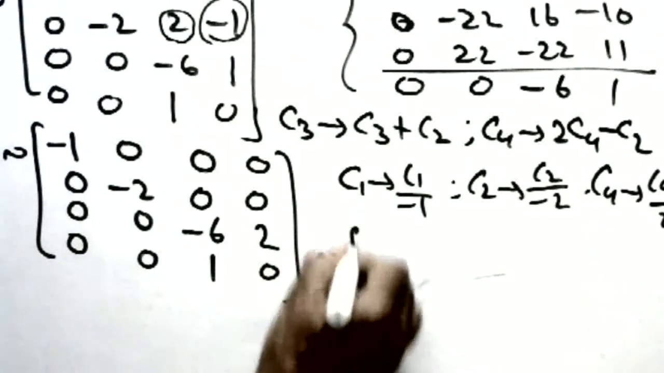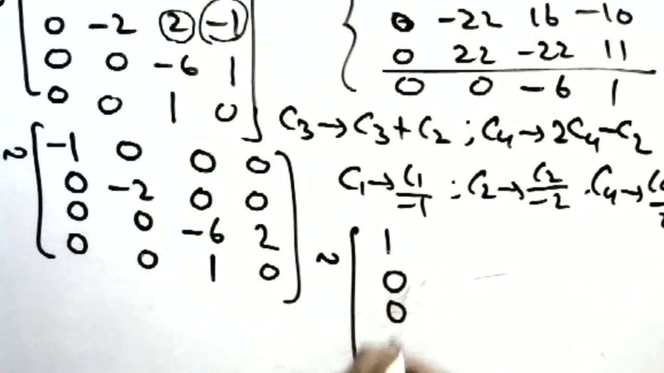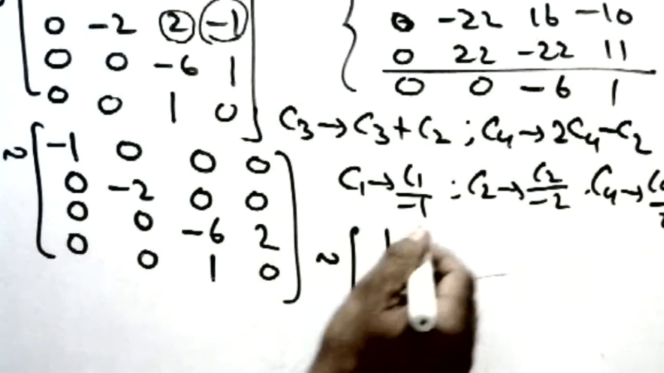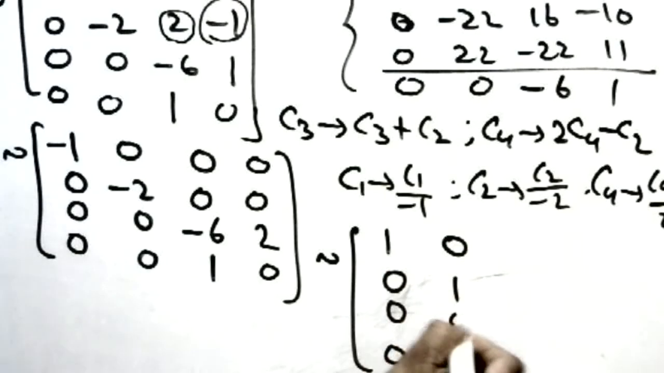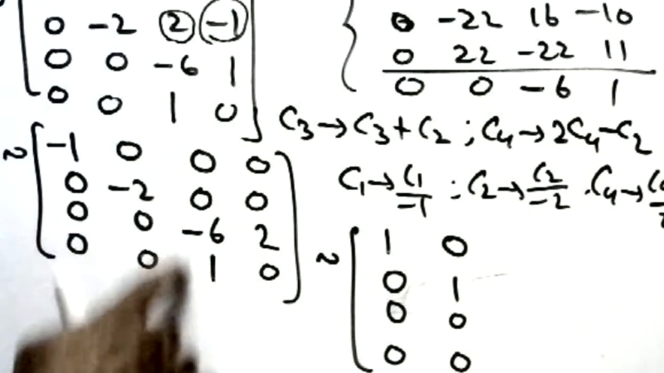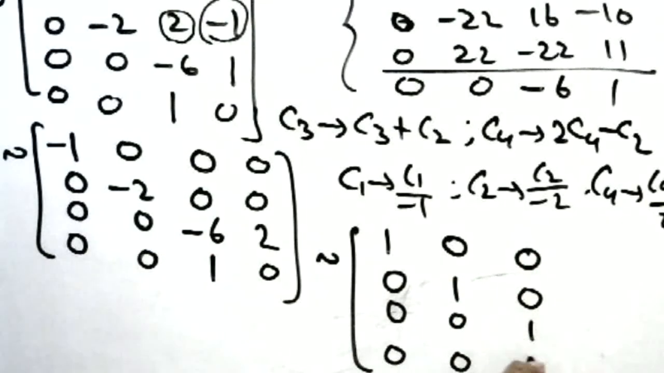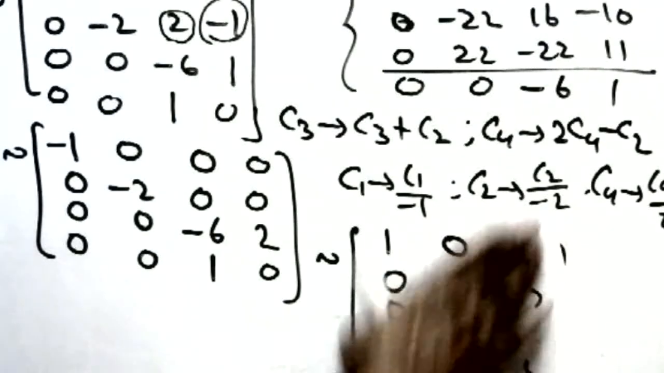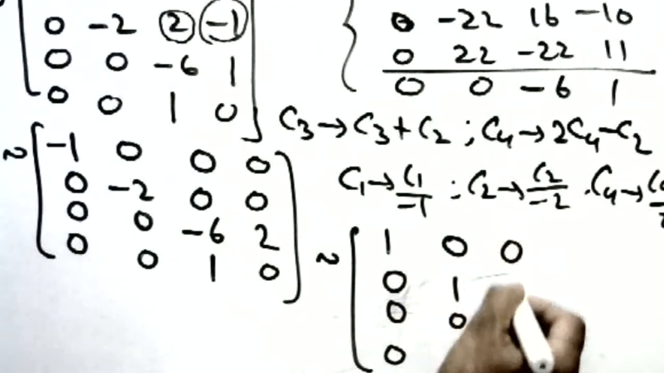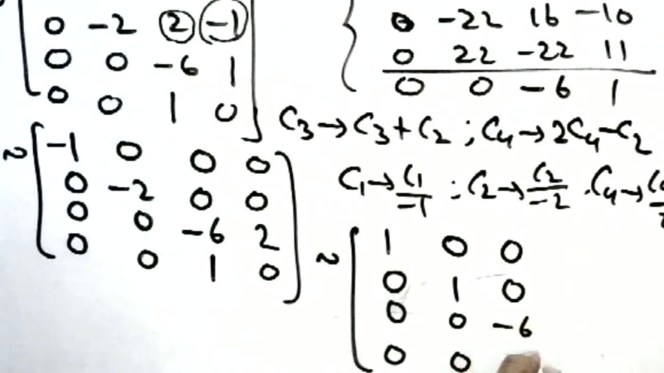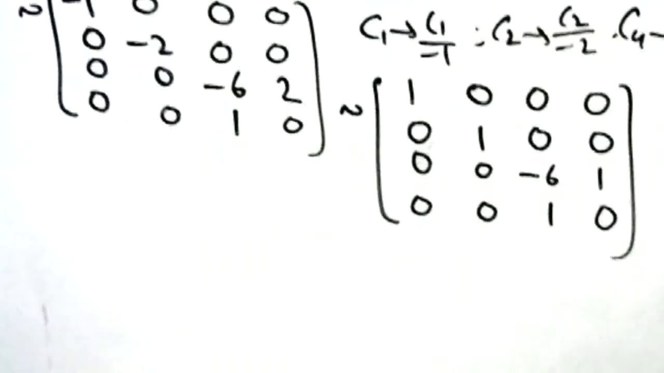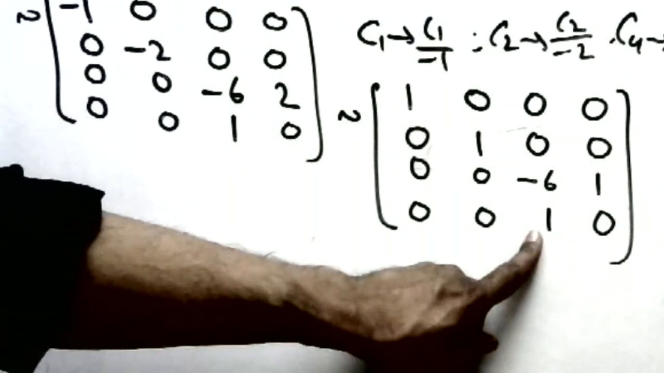So I have taken minus common here, it will become plus 1 0 0 0. Let me take minus 2 common here. It will become 0 1 0 0. Now we have taken no common here. Here we take 2 common, 0 0 1 0. Sorry, one row is left. Here it is 0 0 minus 6 1. Now lastly 0 0 1 0. Now the next step is, so we are left with two steps here.